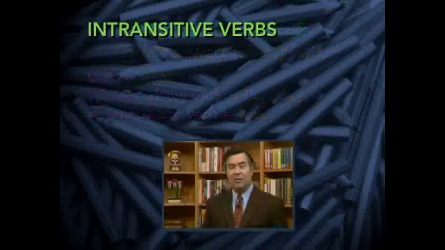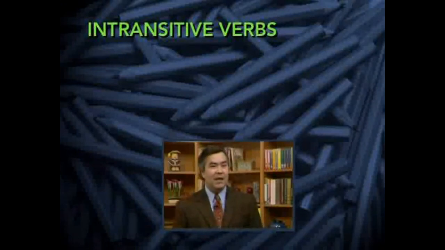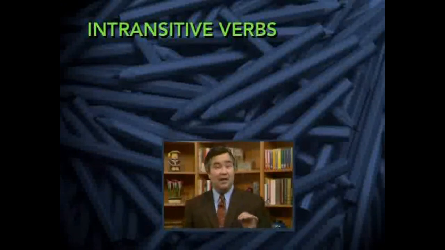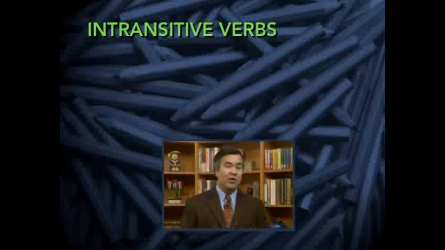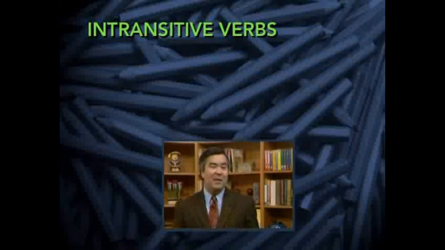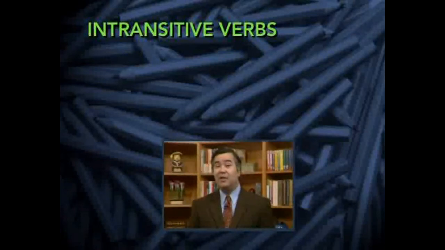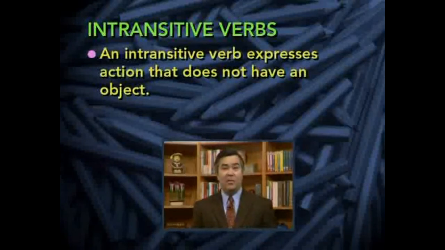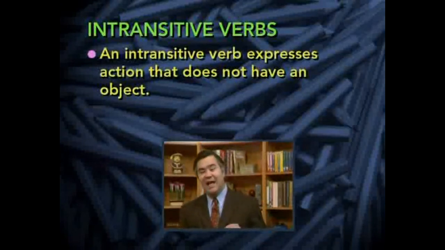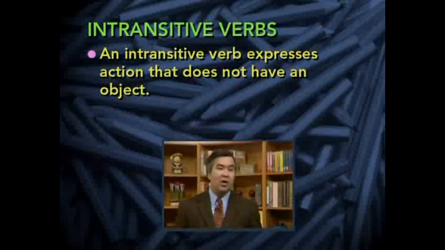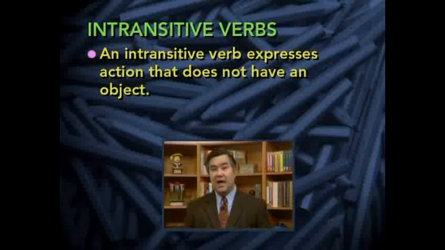Now, the second type of verb is an intransitive verb. As you may know, the prefix in- in English usually means not. It takes the meaning of the word and reverses it or negates it. So you might be able to guess that an intransitive verb is a verb that is not transitive, and that's exactly right. Here's the definition. An intransitive verb expresses action that does not have an object. We saw a moment ago that a transitive verb has an object which receives the action of the verb. An intransitive verb doesn't have such an object.